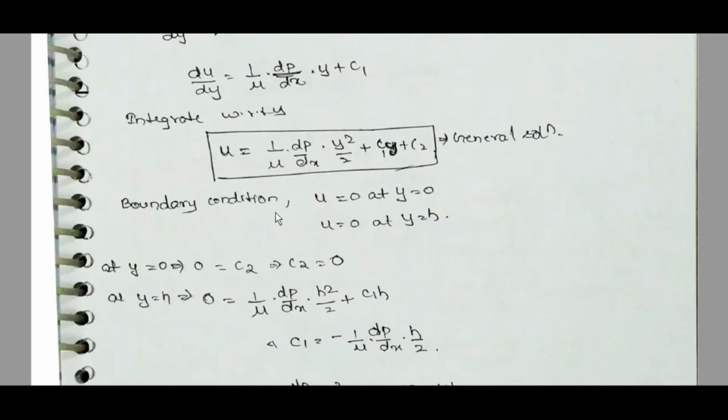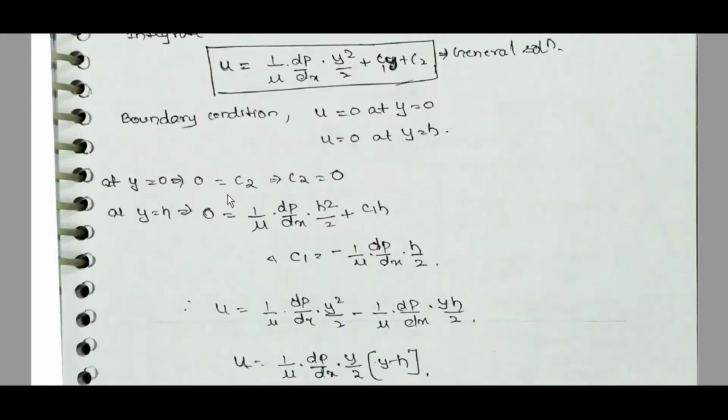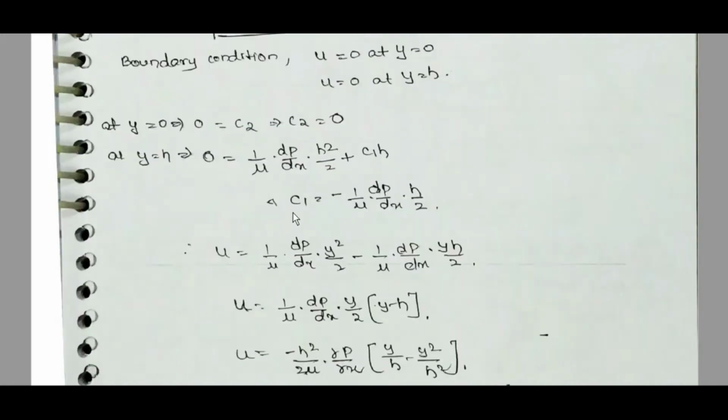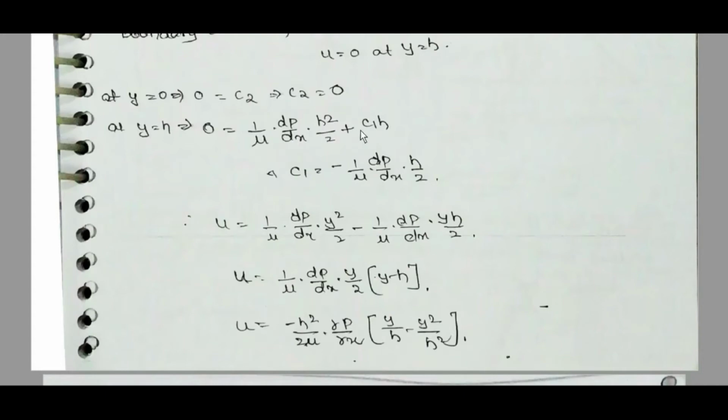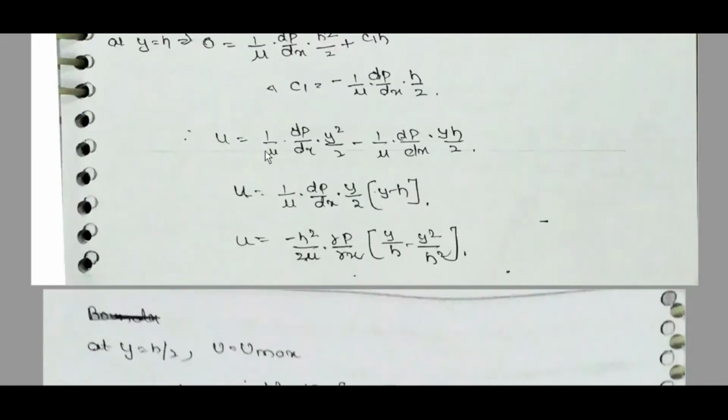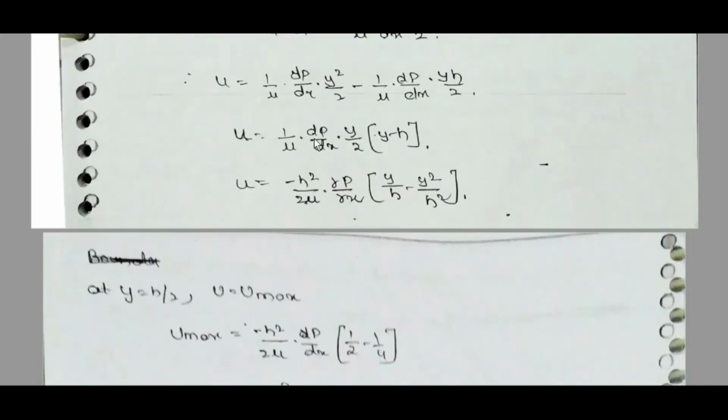This is the general solution. Boundary conditions: u is equal to 0 at y is equal to 0, and u is equal to 0 at y is equal to h. At y is equal to 0, 0 is equal to c2. At y is equal to h, 0 is equal to 1 by mu dp by dx into h square by 2 plus c1h. So c1 is equal to minus 1 by mu dp by dx into h by 2. Then u is equal to 1 by mu dp by dx into y square by 2 minus 1 by mu dp by dx into yh by 2. U is equal to 1 by mu dp by dx into y by 2 into y minus h.